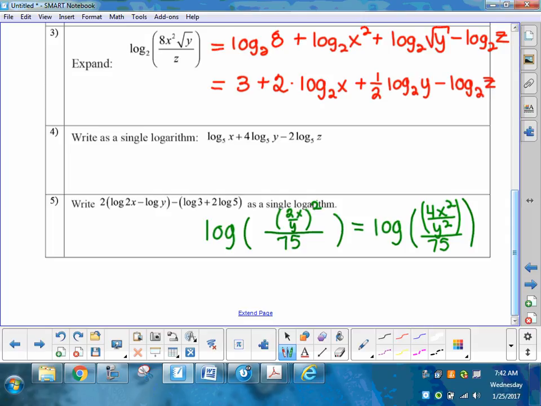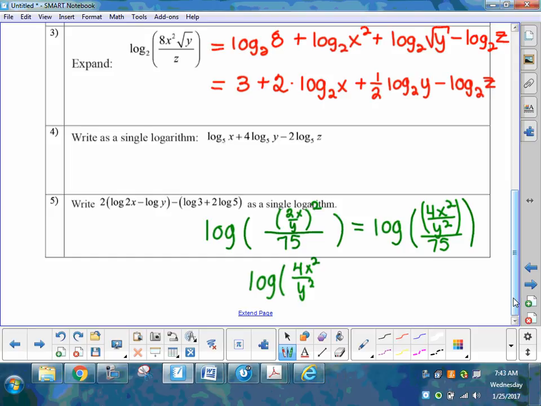What's equivalent to division by 75? Not raising anything. Multiply by 1/75. So now we're at log of 4x squared over y squared. Now instead of dividing by 75, we multiply by the reciprocal of 75, which would be 1 over 75. That means this becomes the log of 4x squared all over 75y squared.